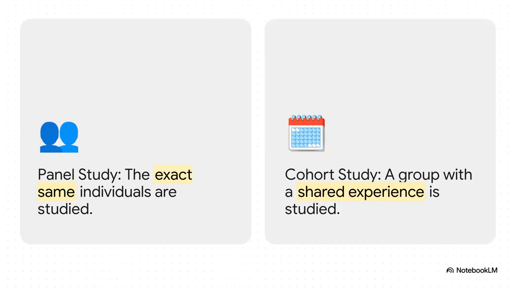So the real gut check difference between a panel study and a cohort study comes down to one question: who is being studied? A panel study is like watching the same actors through an entire movie franchise. You are locked in on the exact same people. A cohort study is more like a documentary about a specific generation, say Gen Z. The focus is on that group's shared experience, not necessarily on tracking every single individual from beginning to end.